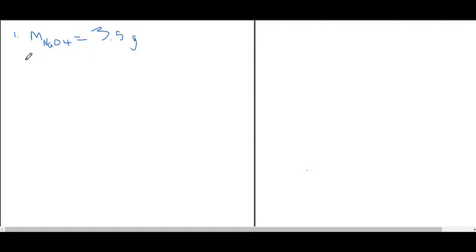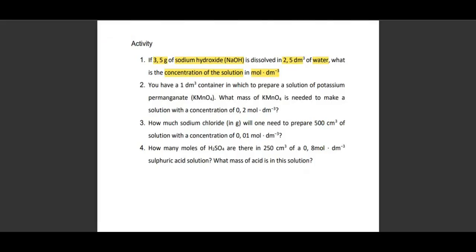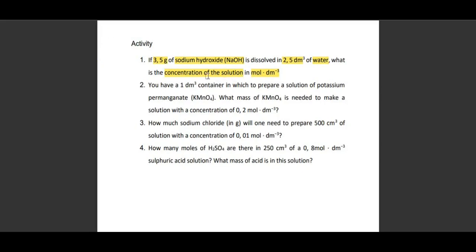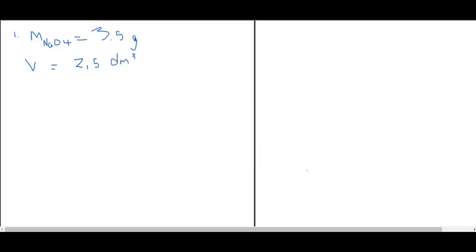What else is given to you? You are actually given the volume of the water, which will also be the volume of the solution. So you can say V equals 2.5, and they've given your volume in cubic decimeters, so you don't need to convert. If they had given your mass in kilograms, you would need to convert to grams. But here they've just given it in grams, and they're asking us to calculate the concentration. So this is very straightforward.